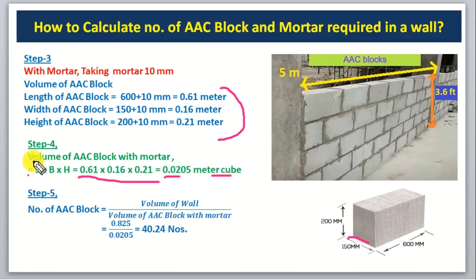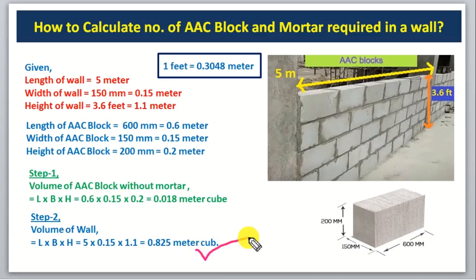0.0205 meter cube. Okay guys, we have calculated the volume of ACC block with mortar. Now in step number 5, what will we do? Number of ACC block. We will calculate the number of ACC block, and the formula is total volume of wall divided by volume of ACC block with mortar. And volume of wall I had told you to note down, that is 0.825 meter cube.